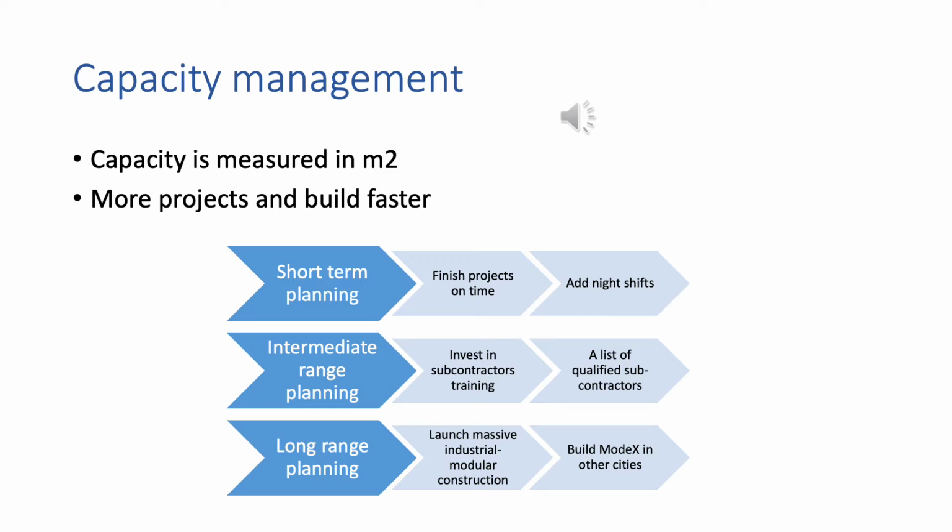The company defines its capacity in terms of the projects accomplished for the year, and it measures it in meters squared. The company's strategic aim is to enter the top 100 construction companies worldwide. To achieve it, the company should build more projects within and outside Kazakhstan, and they should complete projects faster. With this purpose, the company has planned its capacity decisions in three time horizons.